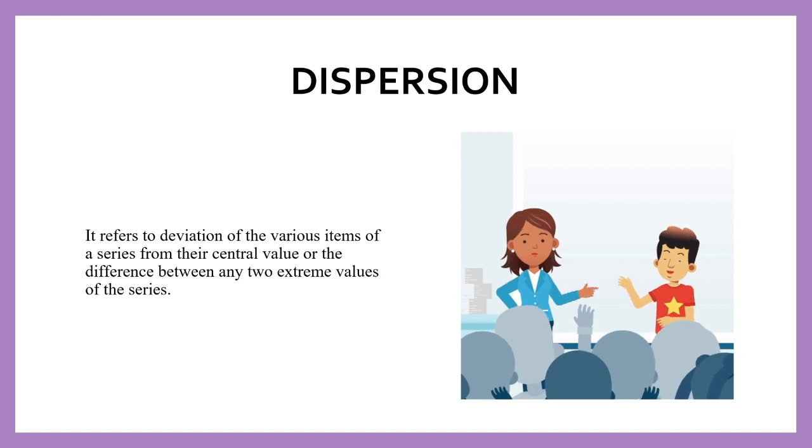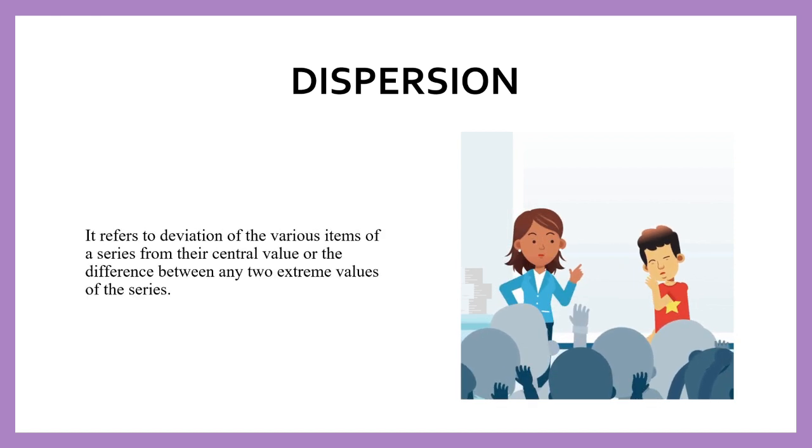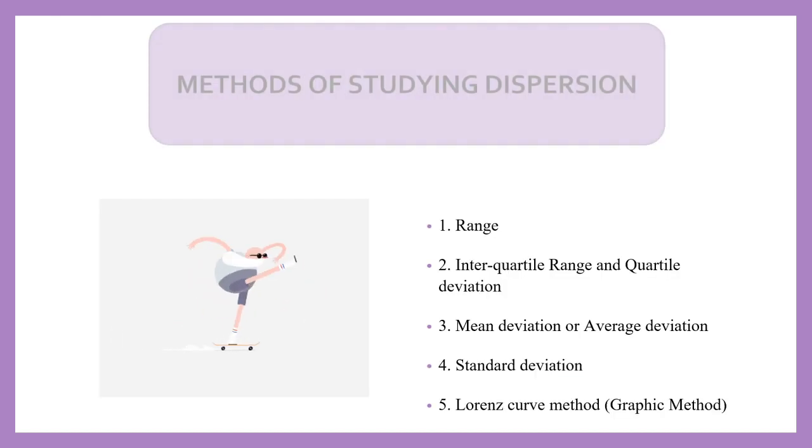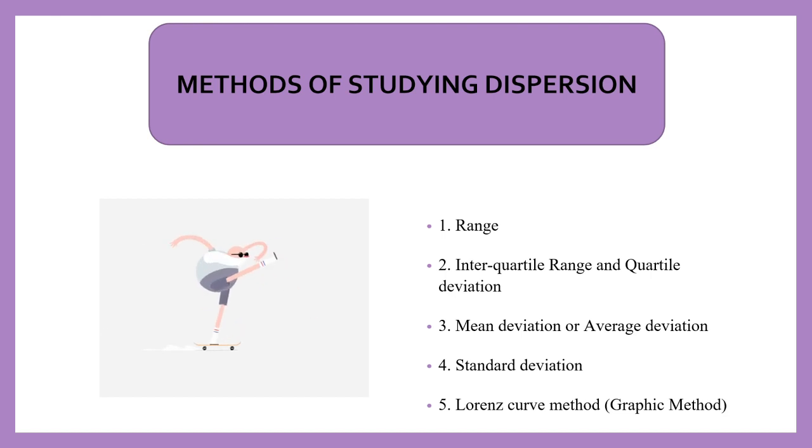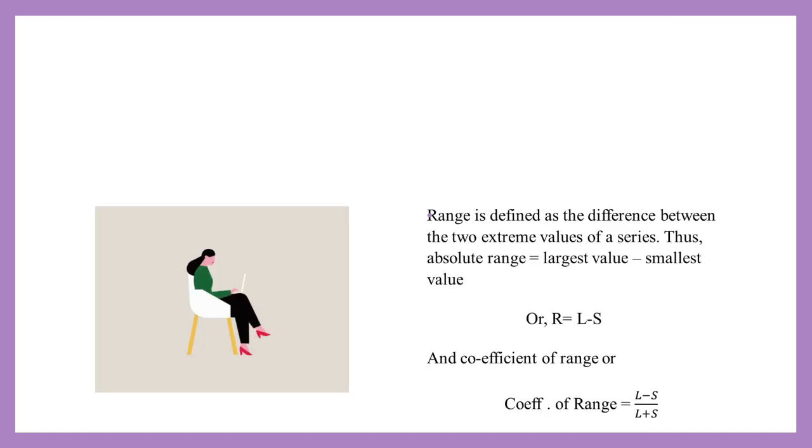Methods of studying dispersion: range, interquartile range and quartile deviation, mean deviation or average deviation, standard deviation, Lorenz curve method. The first two are called distance measures or positional measures.